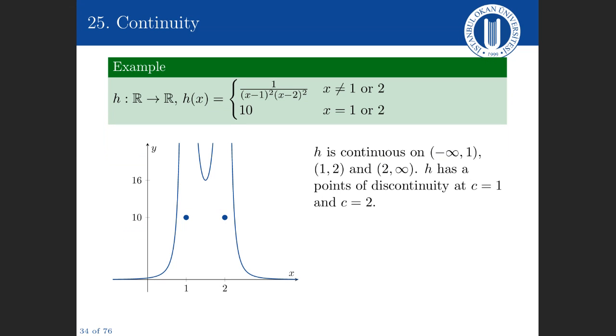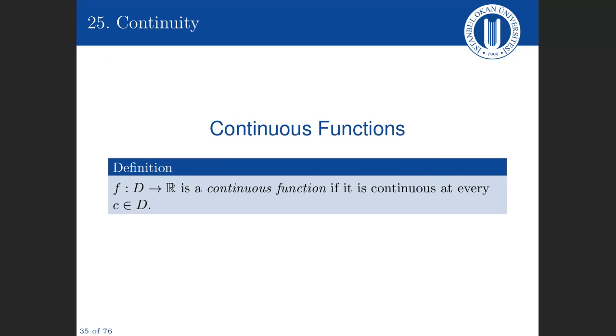This function is continuous between -infinity and 1, between 1 and 2, and between 2 and infinity. This function has points of discontinuity at c equal to 1 and c equal to 2. If we have a function which is continuous at every point in its domain, then there's a quicker way of describing it. Instead of saying it's continuous at every point, we just say that it's a continuous function.